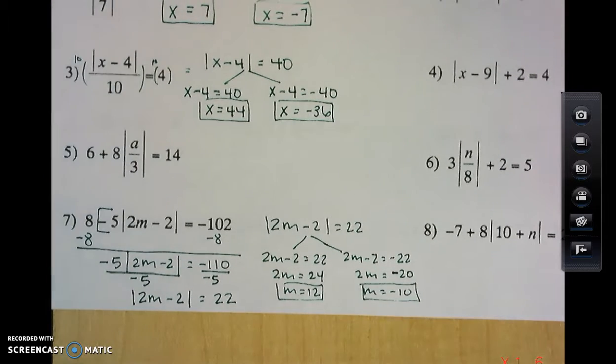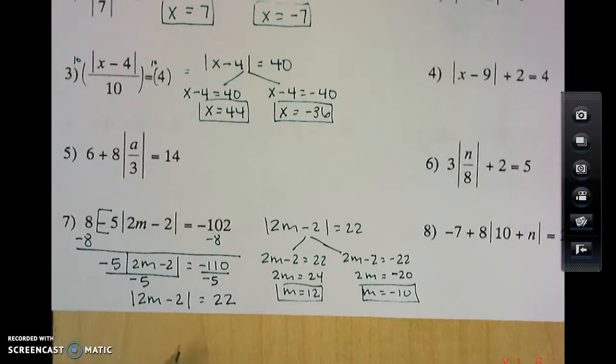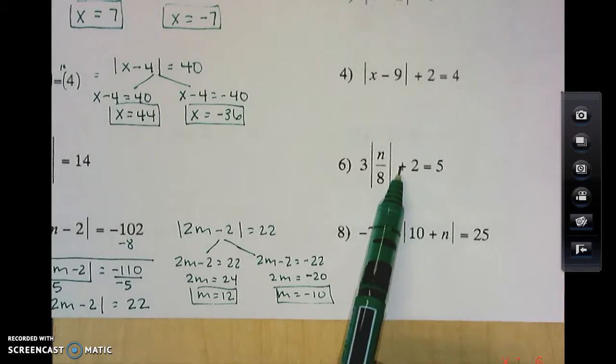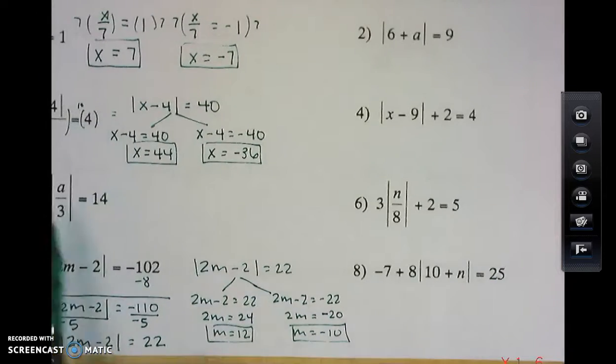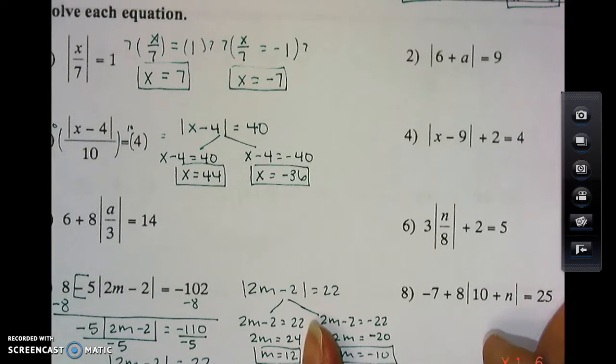Be really careful, especially like number 5. Remember, this is multiplying, so you want to get rid of the 6 first, then divide by 8. Over on this side, you want to get rid of the plus 2 first, then get rid of the times 3. Here, you want to get rid of the negative 7, then divide to get rid of your 8. So what you're going to do is finish this side, and go ahead and finish up the rest of these problems. You have 5 left.